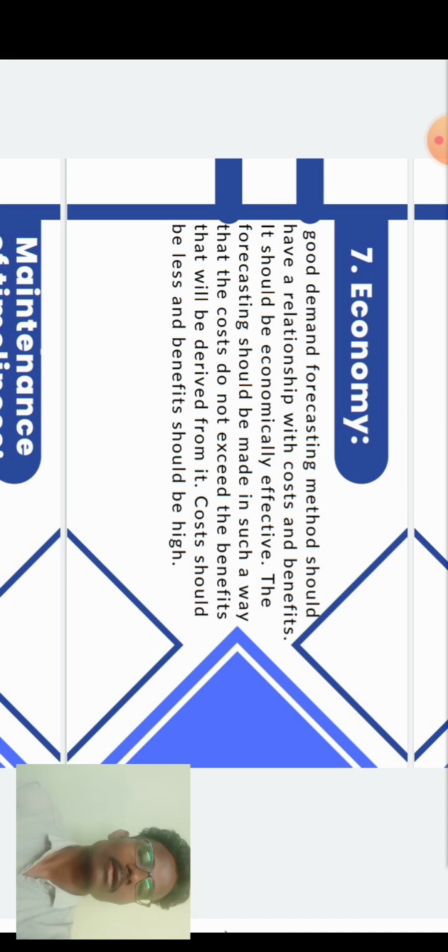Seventh is economy. Economy is very important in demand forecasting. A good demand forecasting method should have a relationship with cost and benefit. It should be economically effective. The forecasting should be made in such a way that the cost does not exceed the benefit that will be derived from it. Cost should be less and benefit should be high. If your profit is low and your loss is high, it is an irregular demand forecast.